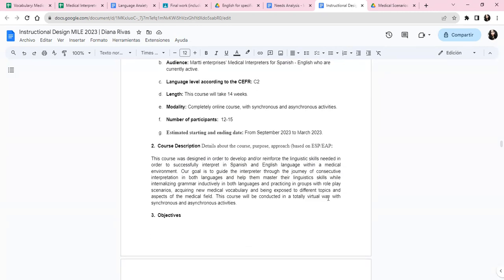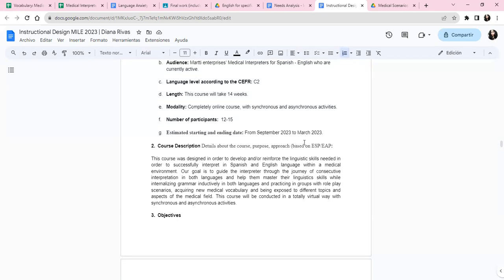But of course, we know that they have this level considering the fact that they are working for an enterprise for which they already were assessed. The length of this course will take 14 weeks. It's going to be a completely online course with synchronous and asynchronous activities, and the number of participants would be 12 to 15.